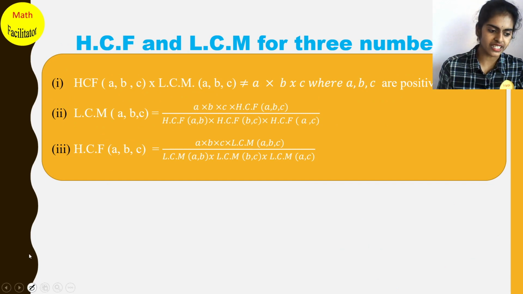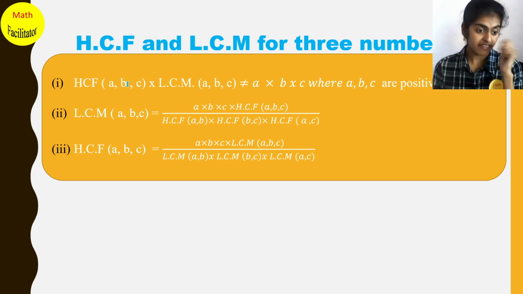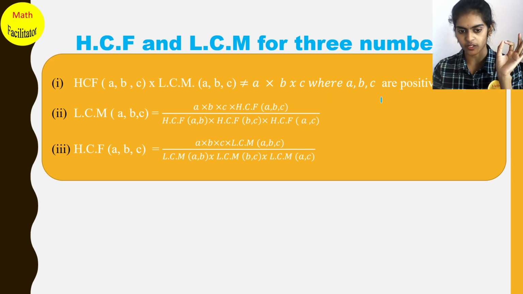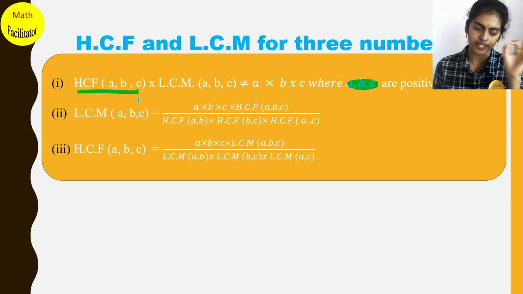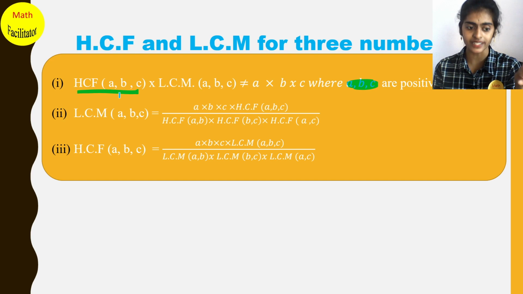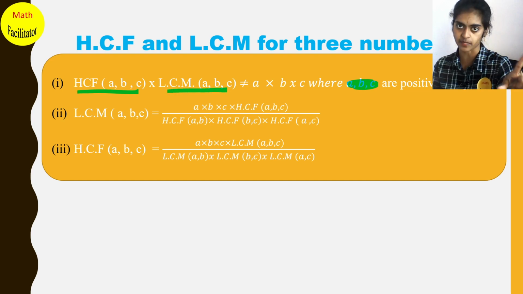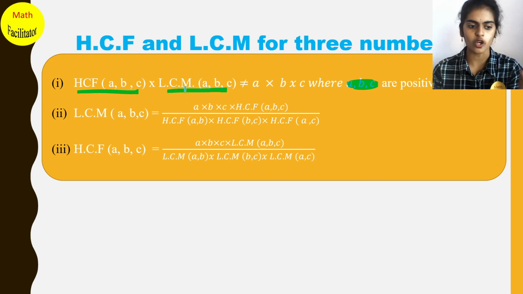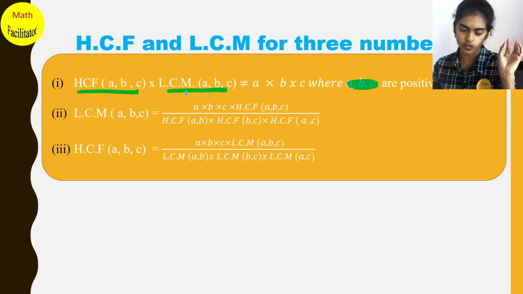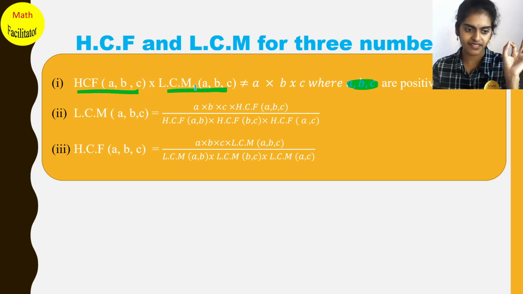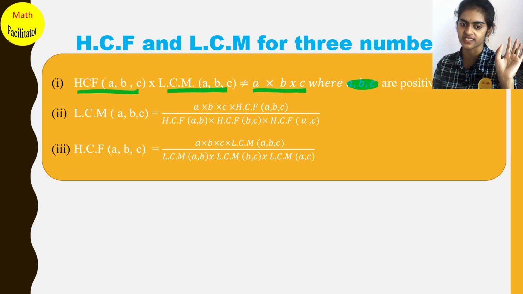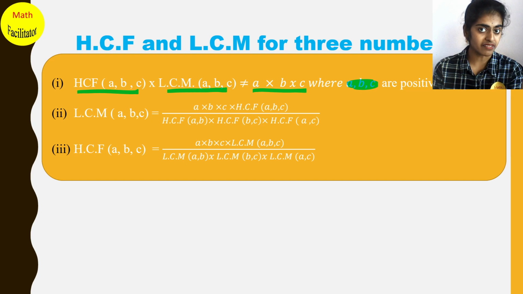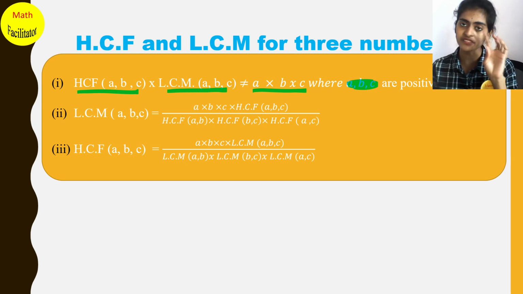Now, what about three numbers? When two numbers are given, it was very easy. Now, what about three numbers? If A, B, C are any three numbers, then the product of the HCF of all three numbers and the LCM of all three numbers is equal to the product of all three numbers. Similar to the previous question, there you had only two numbers, here you have three numbers.